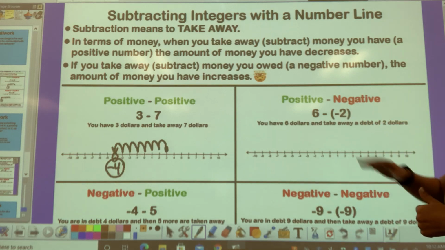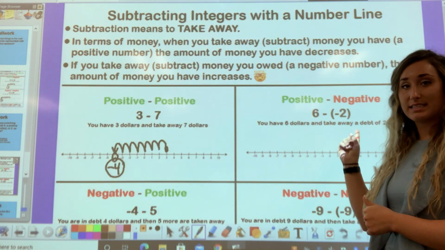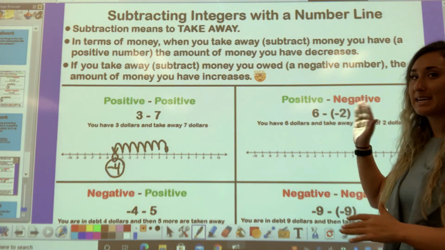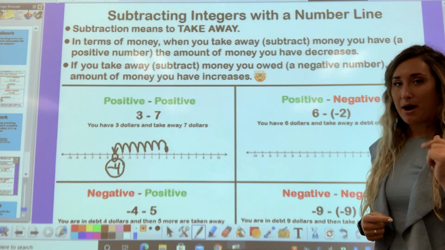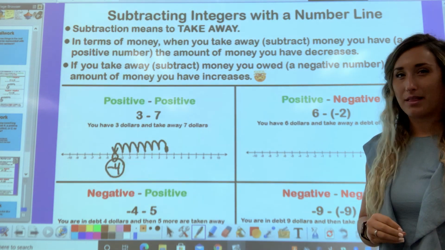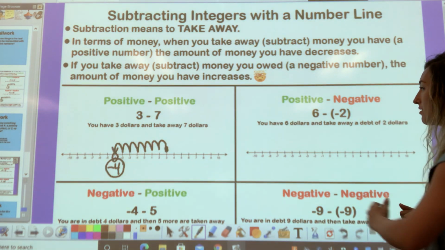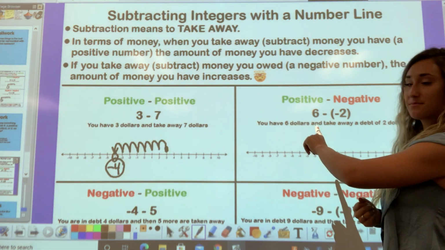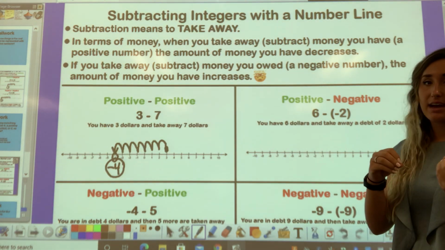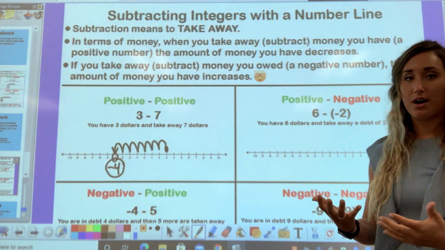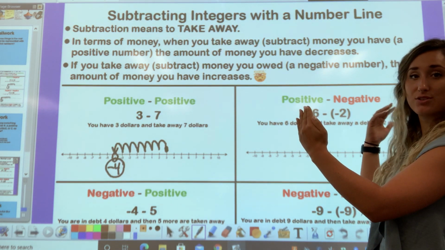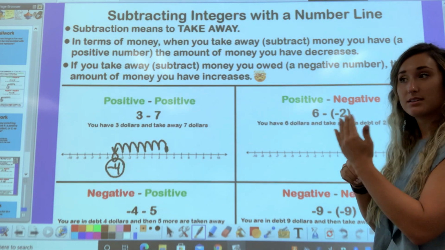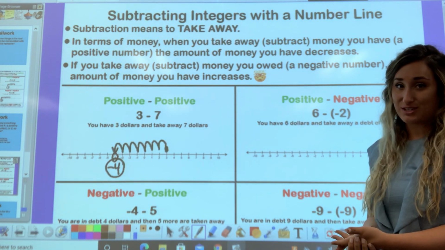So, for example, if we have 6 minus negative 2, a positive minus a negative, it's a little bit tricky to think about, but this is the best way that I can apply this to the real world. You start with $6, and then you take away a possible debt that you had of $2. So you have $6, let's say you were at one point in debt $2, and that's taken away. The $6 you have is actually going to increase by 2.